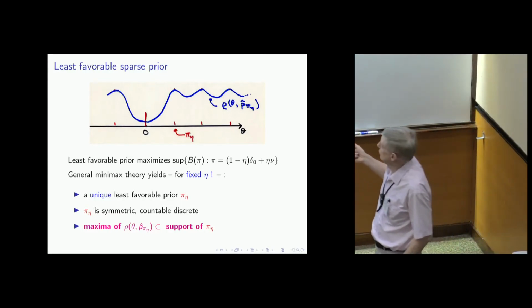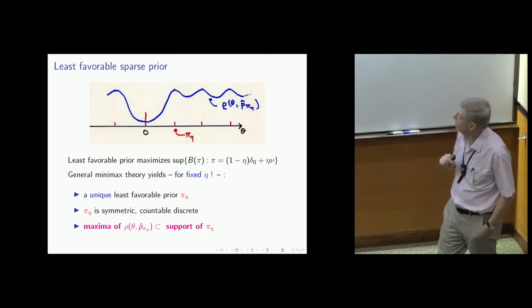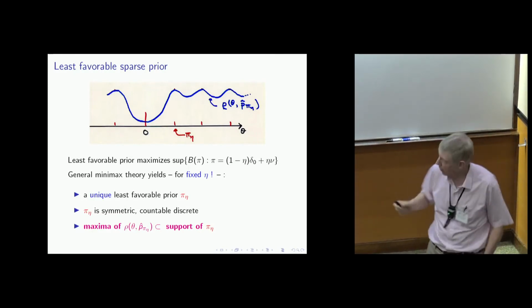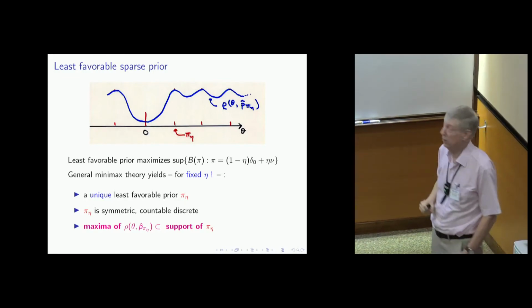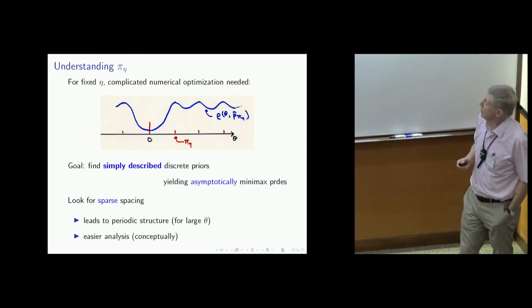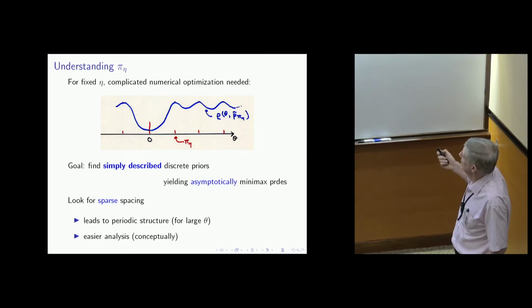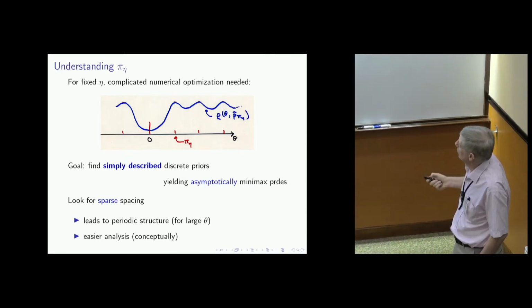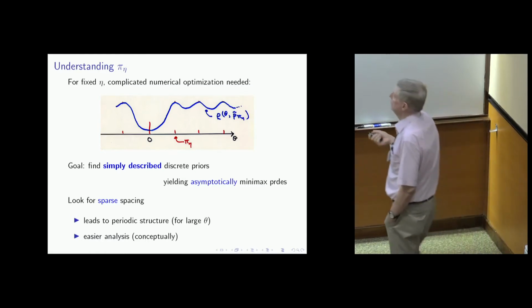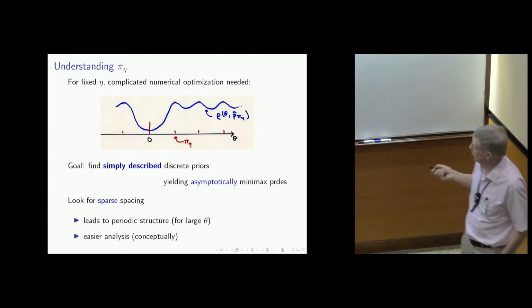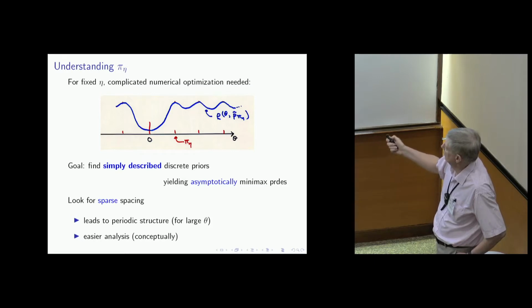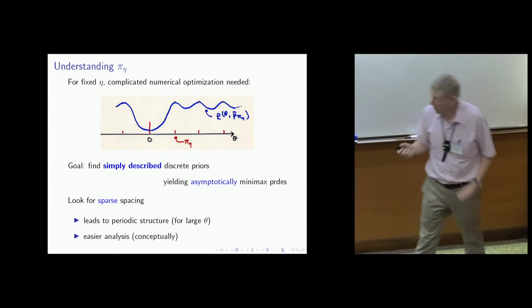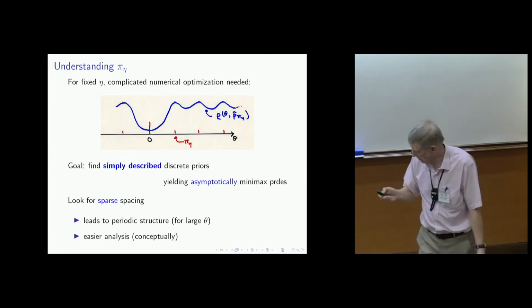And then furthermore, the prior has to be concentrated in the points of maximum of the risk function. So there's a characterization, not concrete, of what the least favorable prior has to look like. It's going to be in a discrete set concentrated on the maxima of the corresponding risk function. But of course, this is not something that's accessible except by complicated numerical optimization for a fixed sparsity eta. And so if we let the sparsity go to 0, we can hope to find a simpler description and an asymptotically minimax formulation. We hope to find a sparse spacing where the spacing of these atoms spreads out, and that hopefully will give us some periodic structure and an easier analysis.